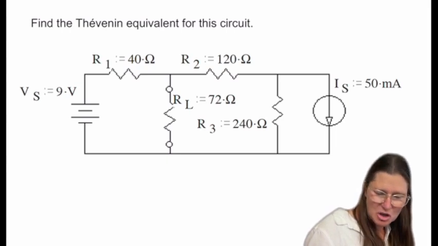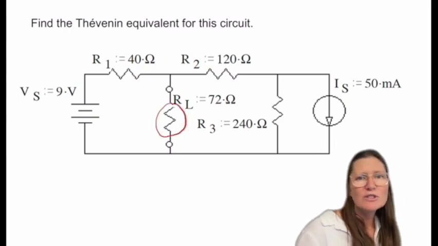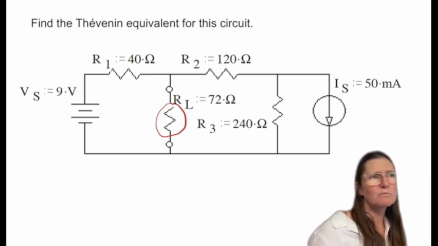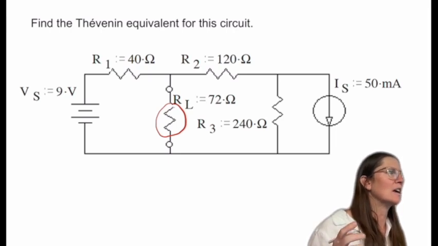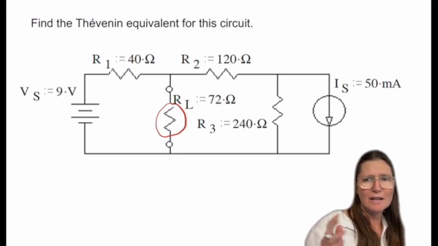This might be a little hard to read. So this is my RL resistor here. It's 72 ohms. So I'm going to remember to take that out when I'm finding the Thevenin, and then I'm going to put that back in at the very end.